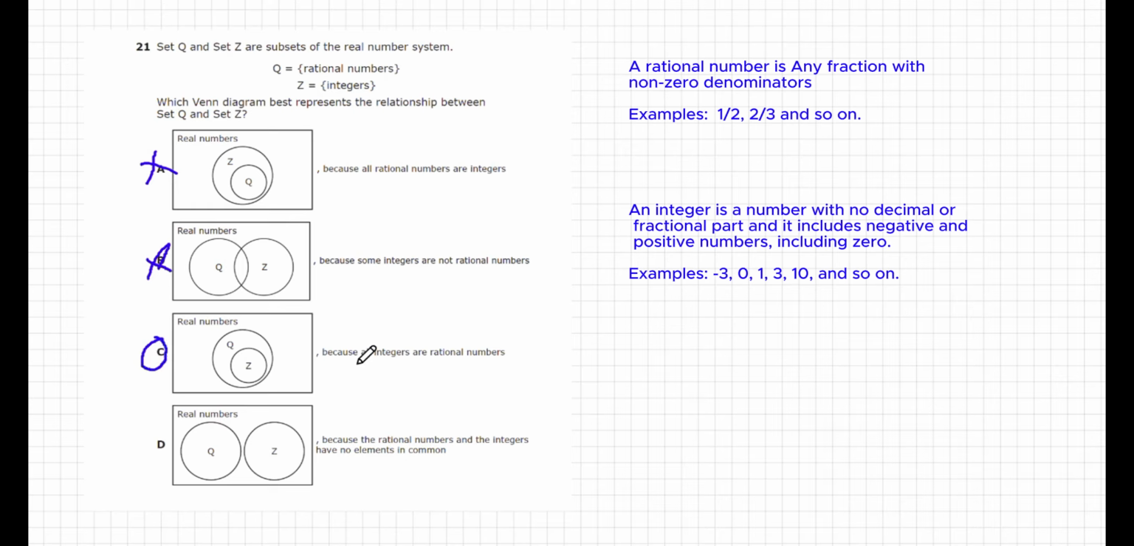A and B are incorrect. C is the correct answer because rational numbers include all integers.